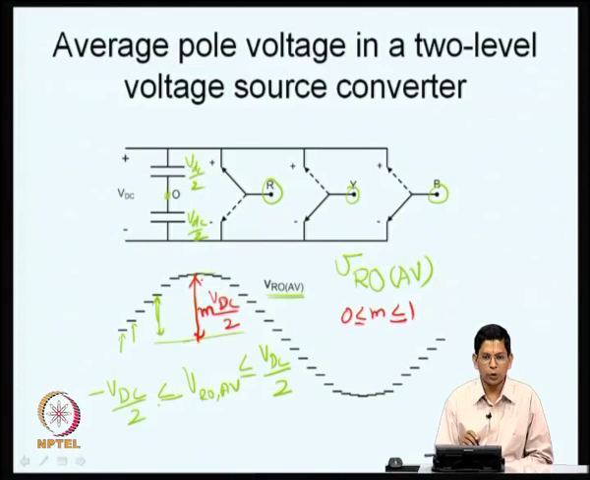So, it is possible for you to control the amplitude. It is also possible for you to control the frequency. The rate at which the average voltage varies can be controlled. So, both the voltage and frequency can be controlled here.